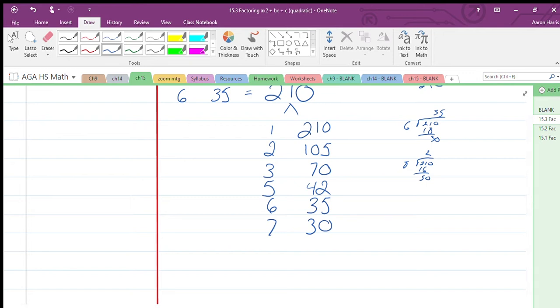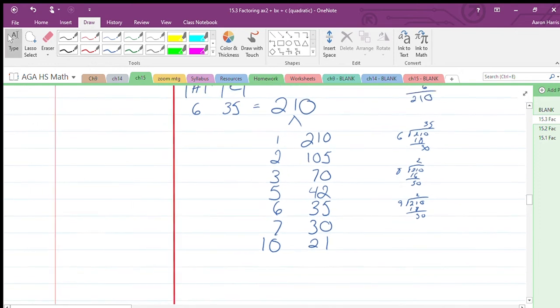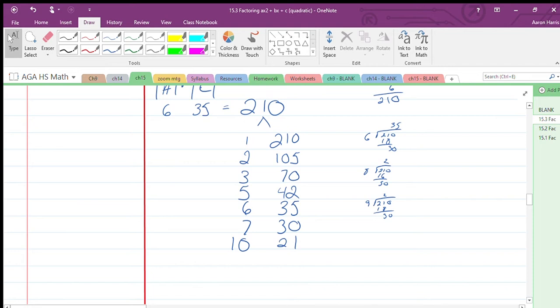What about 9? Since 9 is a product of 3, it might. So let's put 2. 2 times 9 is 18. What do I get? 30. 9 doesn't go into 30 evenly. Okay, what about 10? Well, we know 10 is going to go in. How many times? 21 times. So now I've got to work through 11. 11 won't go in. 12. No. 13.